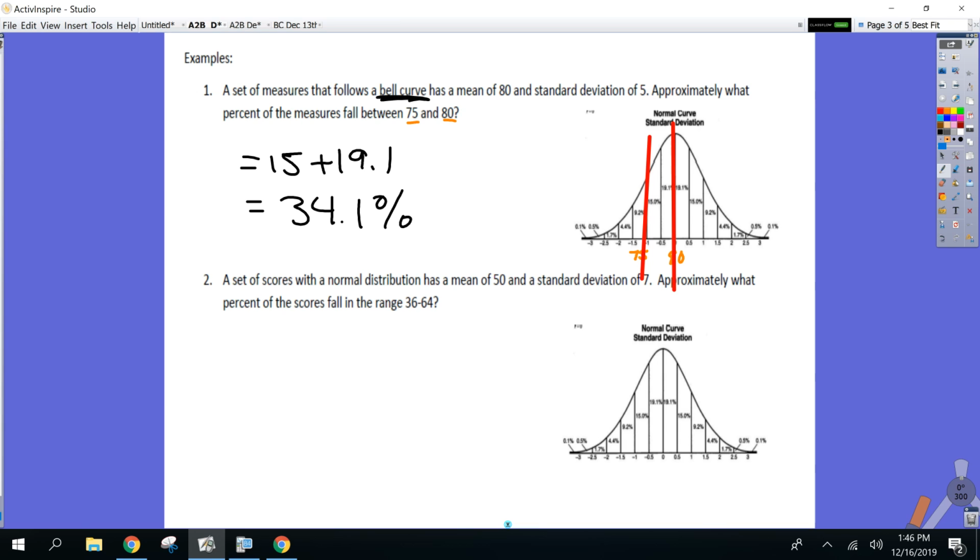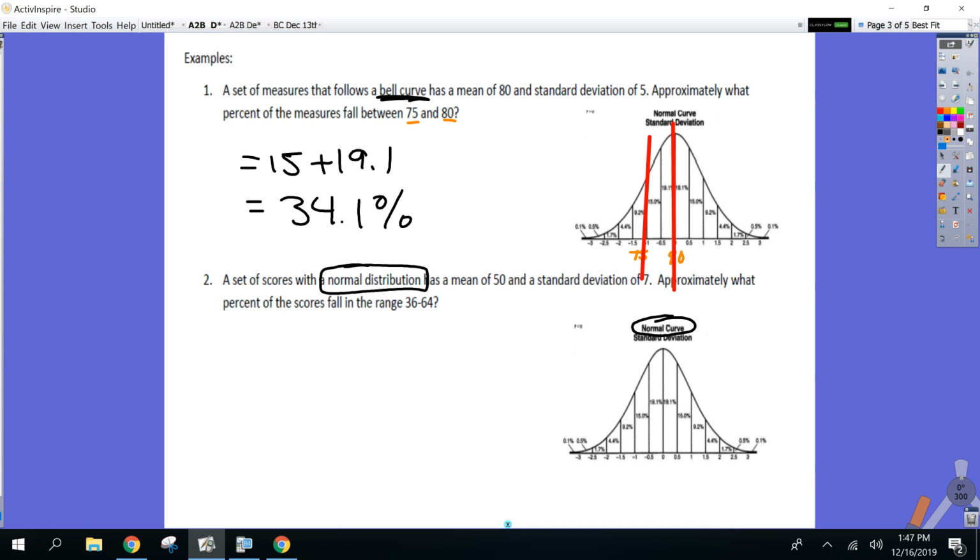Okay, guys, good. Not too bad so far. Good? Okay, let's go through 2. Just make sure you got it down. A set of scores with a stop. Normal distribution. Bell curve. This curve is called the normal curve. All right, so if you see normal distribution, I'm using this curve.